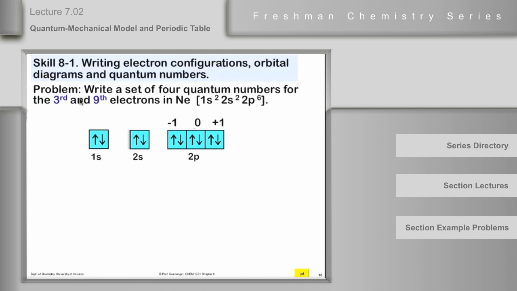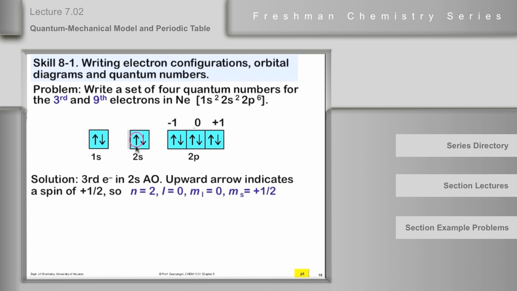So the 3rd and 9th electrons, the 3rd electron is that one. And you could see from this, n is equal to 2. It's an s subshell, so L is equal to 0. And m sub L is equal to 0. And by convention, m sub s equals +1/2. So those are the 4 quantum numbers for the 3rd electron in neon. Questions?